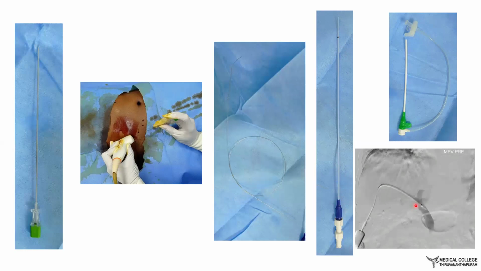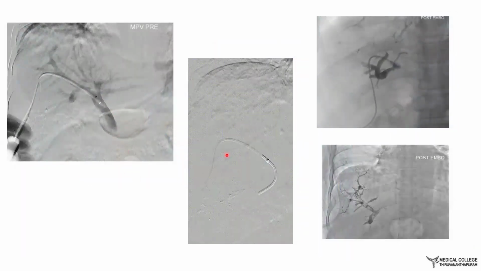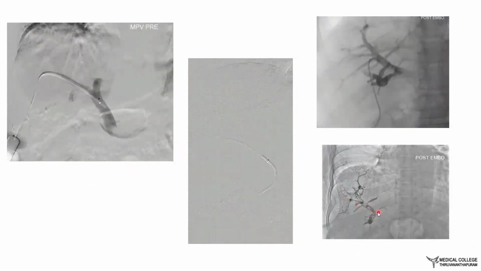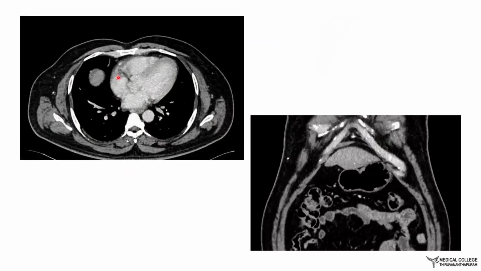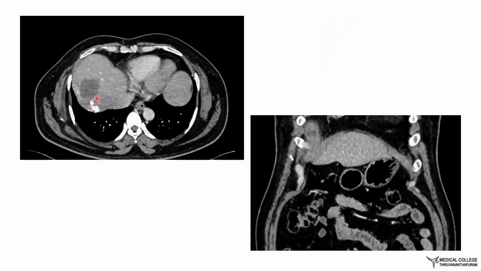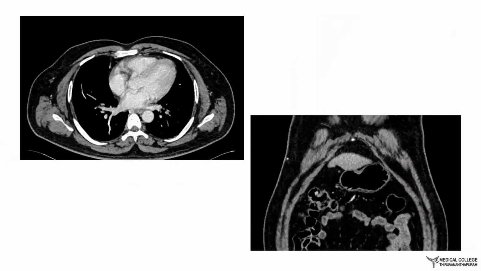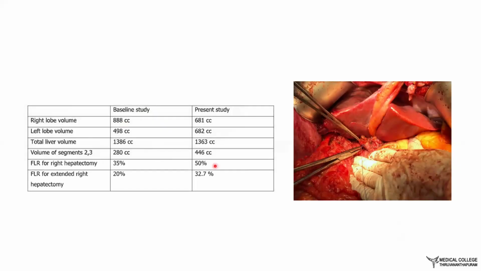So this particular patient, as was detailed last week, we went ahead through the right access and then embolized using glue. This was the glue cast. And this was the follow-up CT that showed hypertrophy of the left lobe. This was the post-portal vein embolization 4-week FLR, where the right hepatectomy FLR was 50%. The extended increased to 32.7. Eventually, the patient underwent a right hepatectomy.